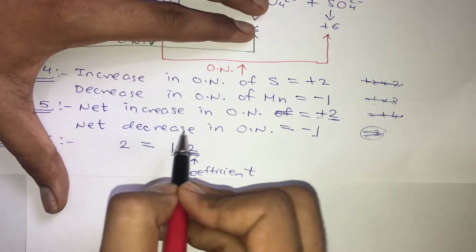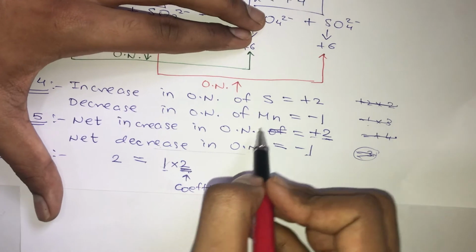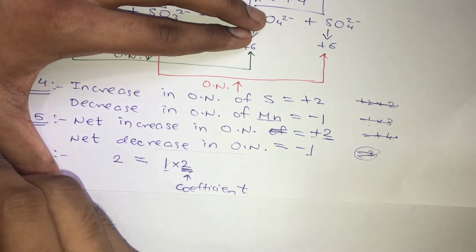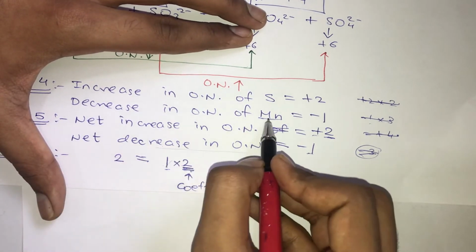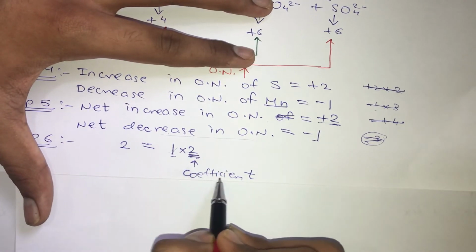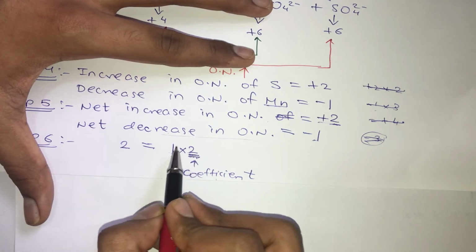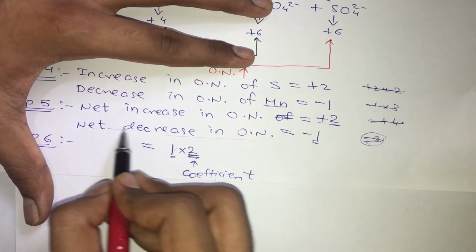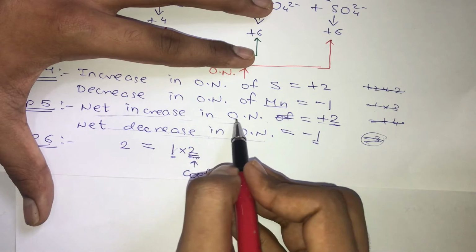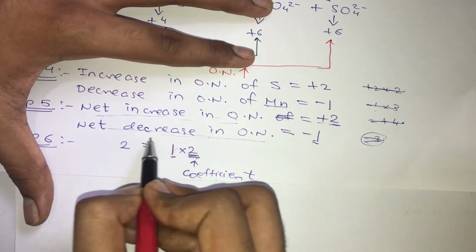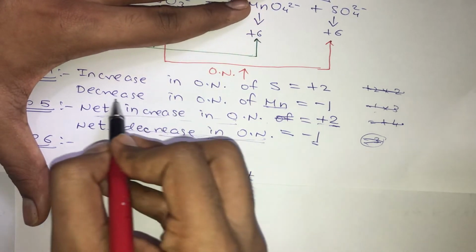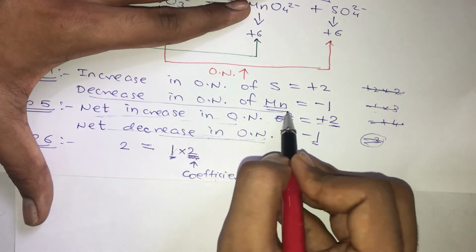Now whose oxidation number is decreasing? It is obvious that there is a decrease in oxidation number of manganese. Am I right, guys? I repeat myself again. This coefficient is helping the net decrease in oxidation number to become equal to the net increase in oxidation number. Am I right? Now whose oxidation number is decreasing? There is a decrease in oxidation number of manganese.